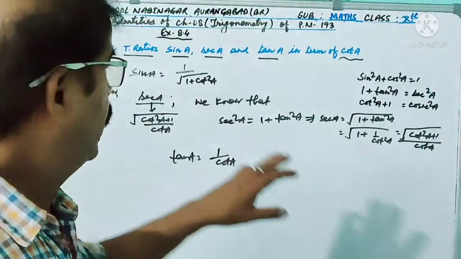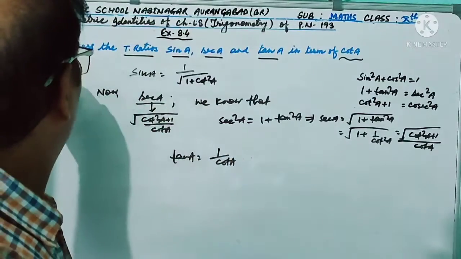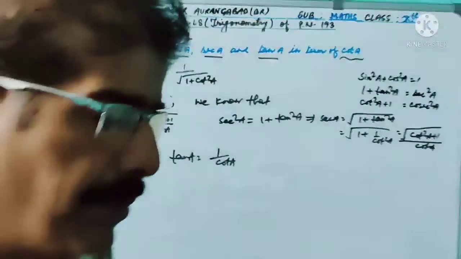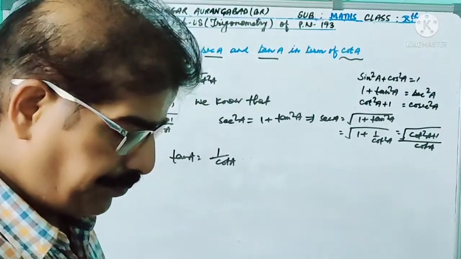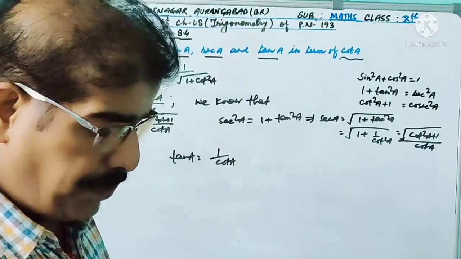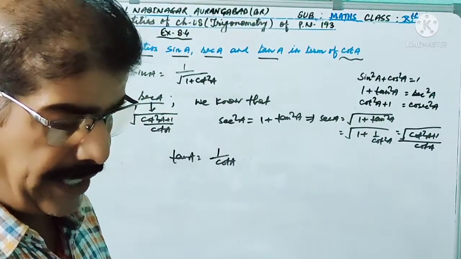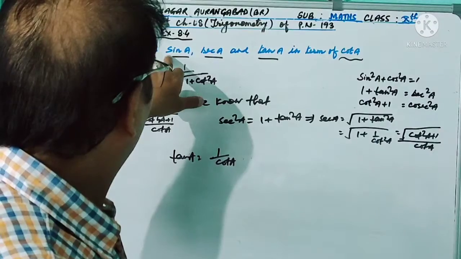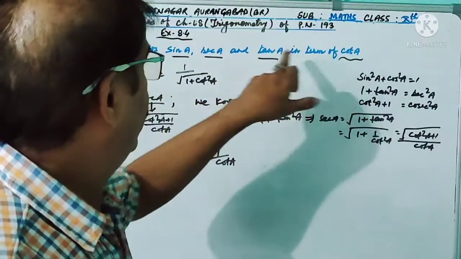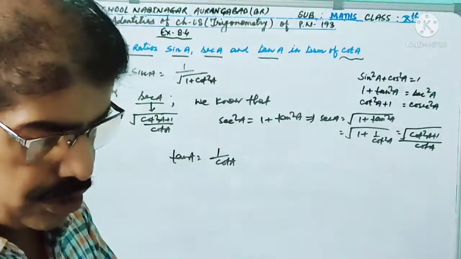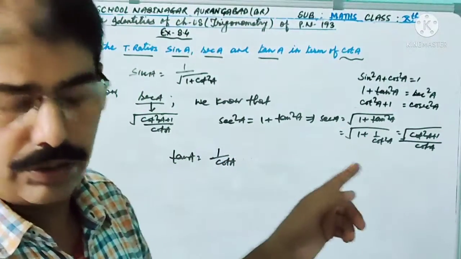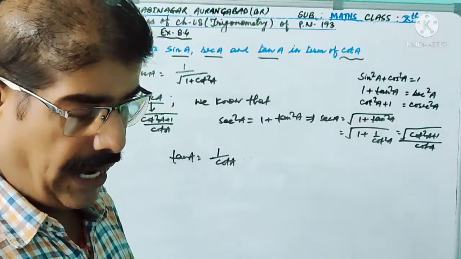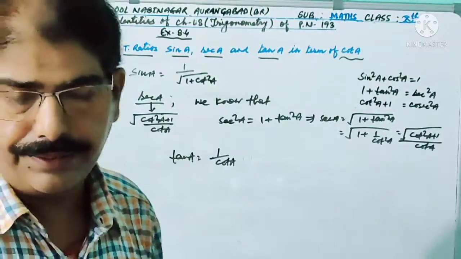So dear friends, in the same way question number 2 you solve yourself. Your question 2 is: find all trigonometric ratios of angle A in terms of sec A. Here in question 1 we converted sin A, sec A and tan A to cot A. In question 2, sin A to sec A, cos A to sec A, tan A to sec A. And your question 3 is evaluate.